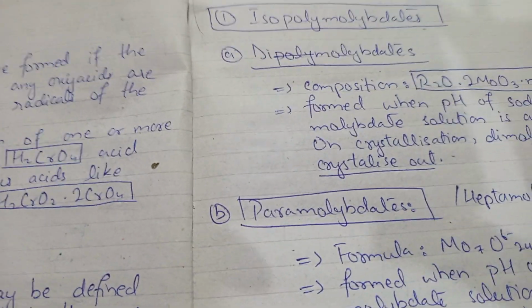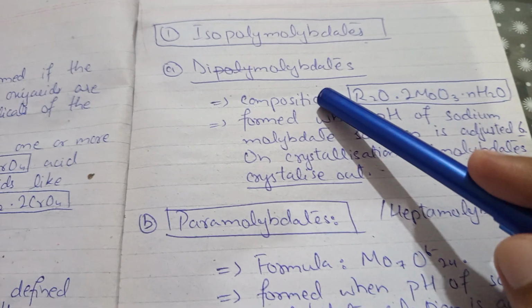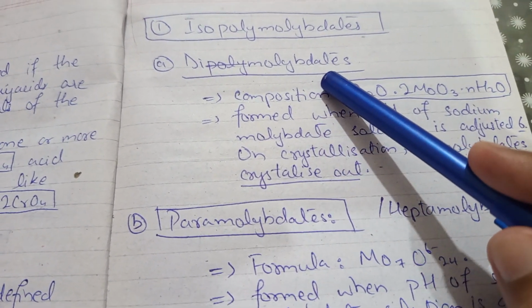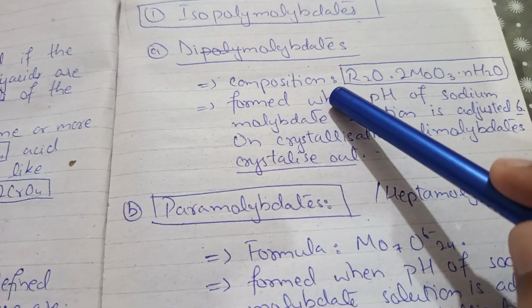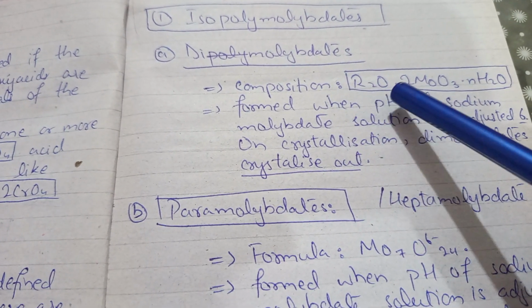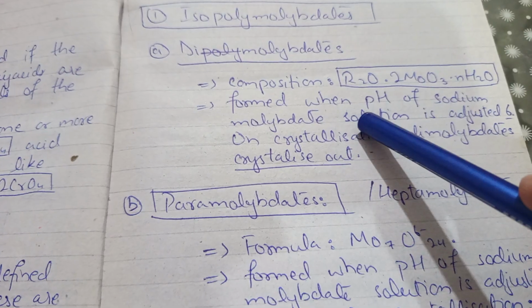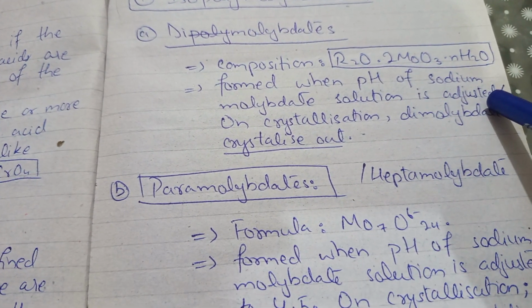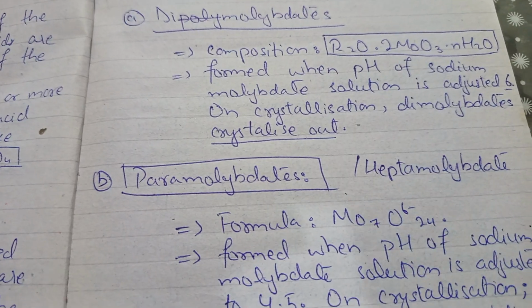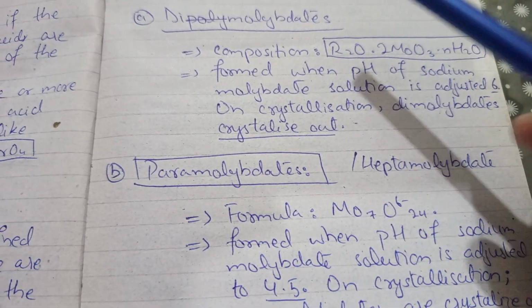So, what are isopolymolybdates? First of all, we will discuss dipolymolybdate. If we talk about the composition, we can see R2O.2MoO3.nH2O. These are formed when the pH of sodium molybdate solution is adjusted to 6, right? On crystallization, dipolymolybdate crystallizes out.